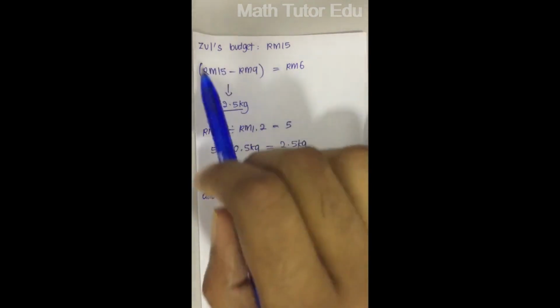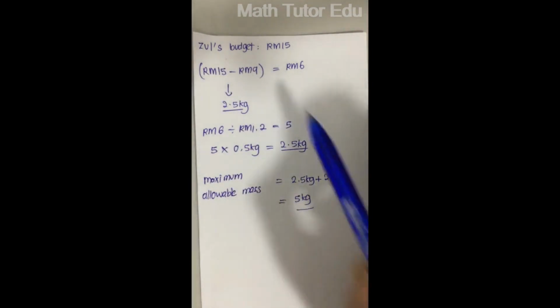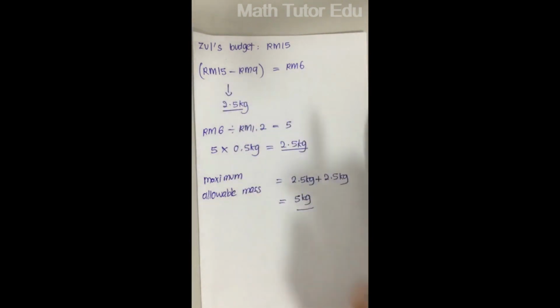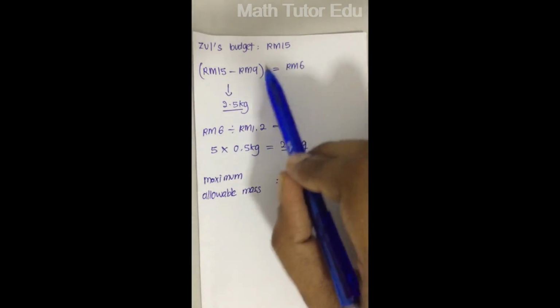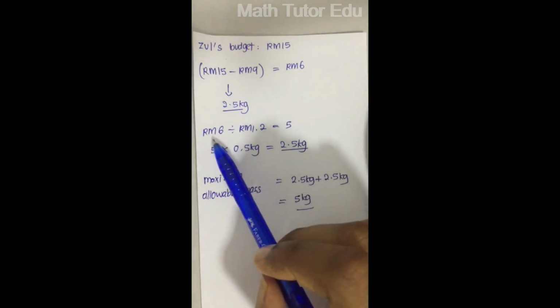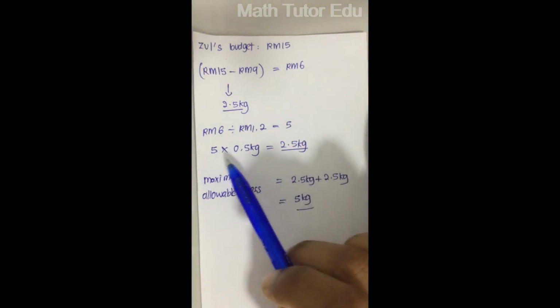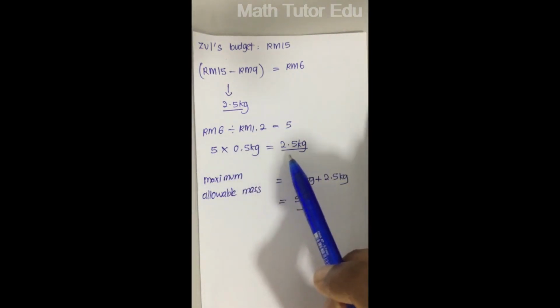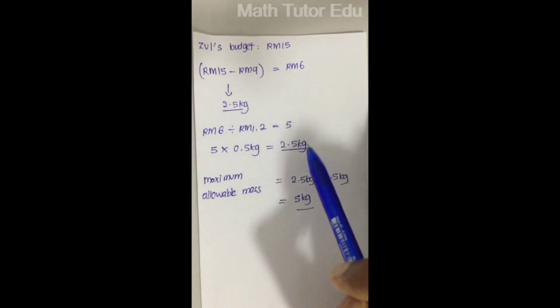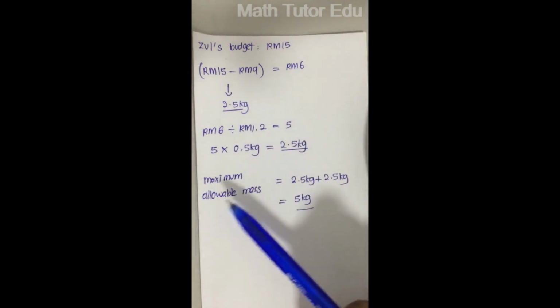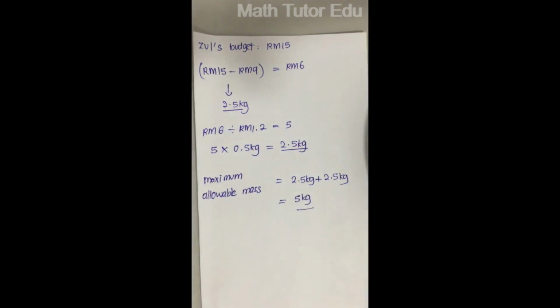Now we are doing a breakdown in terms of Zol's budget. So we minus with the first 9 ringgit, the range from 0 up to 2.5 kg, and we have left 6 ringgit. This 6 ringgit you divide with the subsequent rate, which is 1.2, which you need to subsequently increase by 5 times. So 5 times with 0.5 kg, you get 2.5 kg. So you add these two masses together, you get the maximum allowable mass of 5 kg. I hope you guys are clear about this.